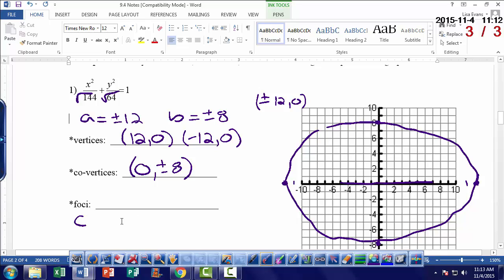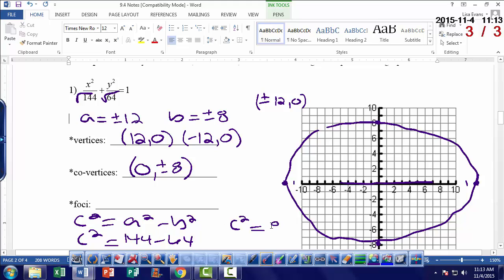I would write the equation every time you calculate it so that you memorize it and get it stuck in your head. So c squared equals a squared minus b squared. I have a squared. Don't recalculate it. Okay, it's 144. I have b squared. It's 64. So c squared is going to be the difference between these two, which is 80.